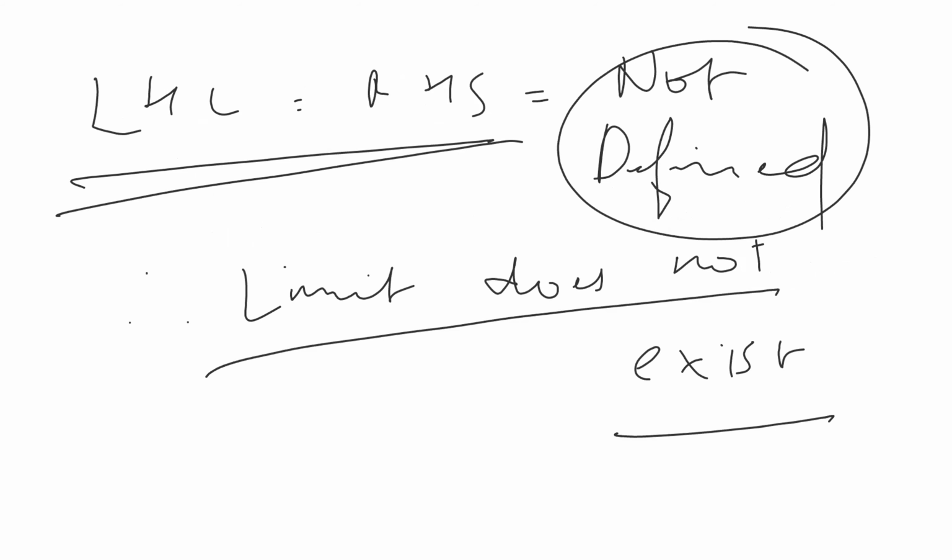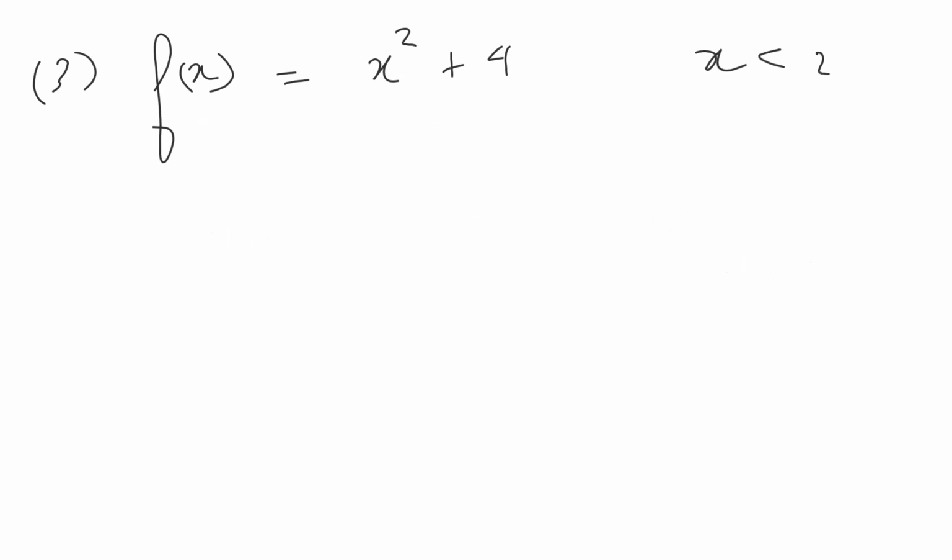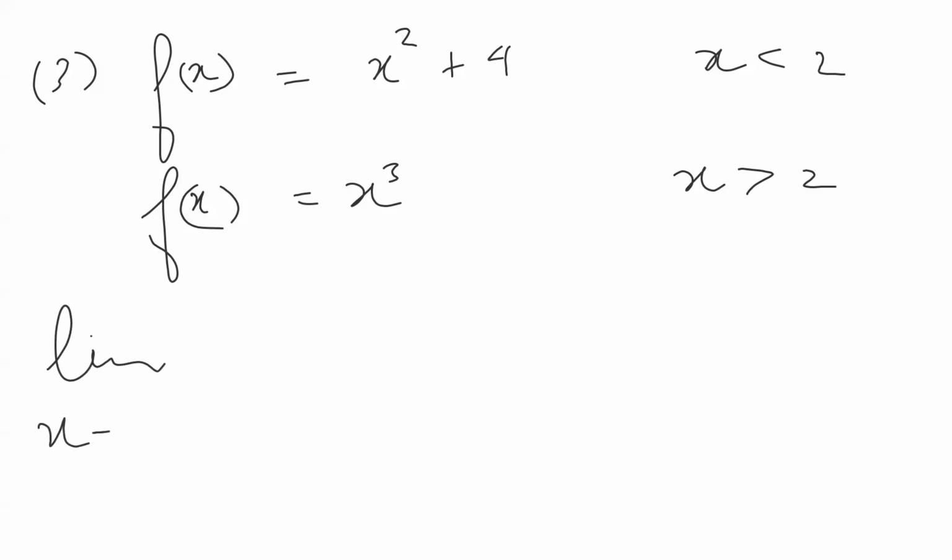Fine. Let us go to the third problem. Question number 3. The function of x is divided into two parts. f of x is x square plus 4 for x lesser than 2, and f of x is equal to x cube for x greater than 2. They're asking you to find limit x approaching towards 2 of f of x.